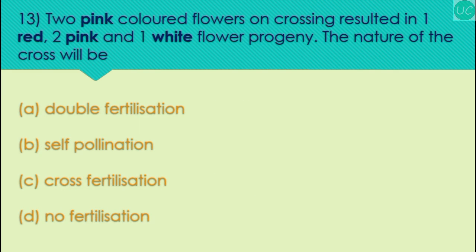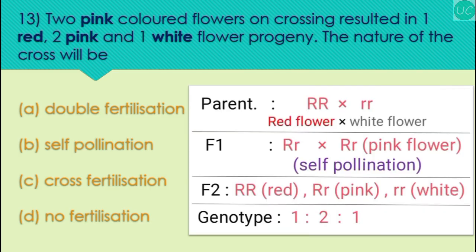Okay, our next question. Two pink colored flowers on crossing resulted in one red, two pink and one white flower progeny. The nature of the cross will be. So as we can see from the diagram, when the homozygote parents are crossed, that is red flower is crossed with white flower, and the red flower has the dominant allele and the white flower has the recessive allele, their progeny in the F1 generation will be heterozygous, producing pink flower, that is capital R small r. Both will get expressed and the progeny will be pink flower.